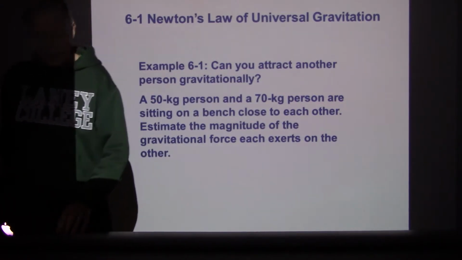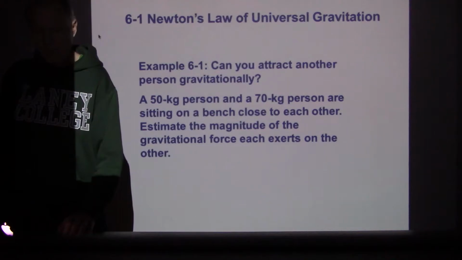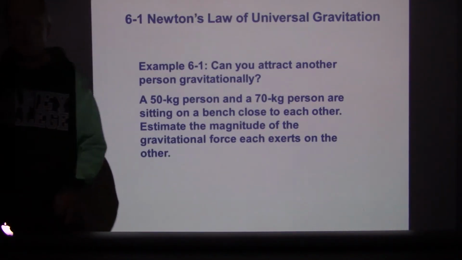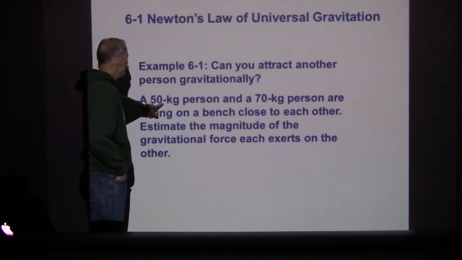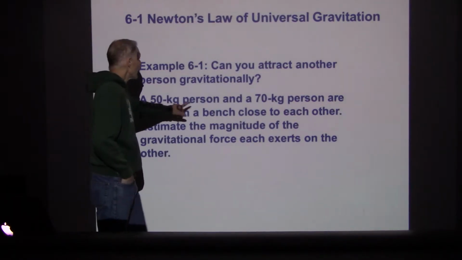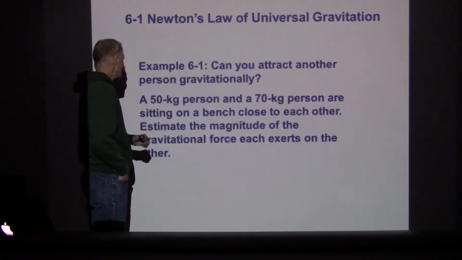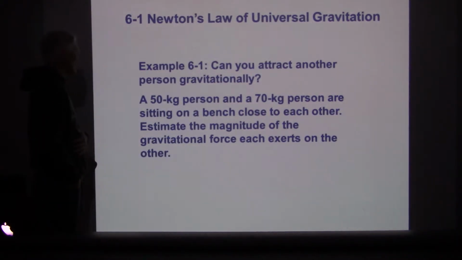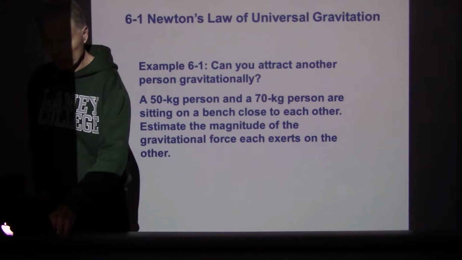So our first example is, what is the gravitational force acting between two objects? In this case, there's a 50 kilogram person and a 70 kilogram person, and they're sitting on a bench close to each other. Estimate the magnitude. Oh no, they didn't tell us the distance. Okay, well, we're going to have to come up with a number for that.